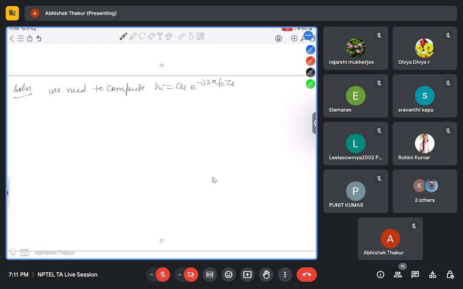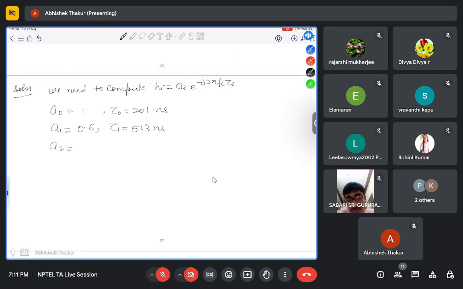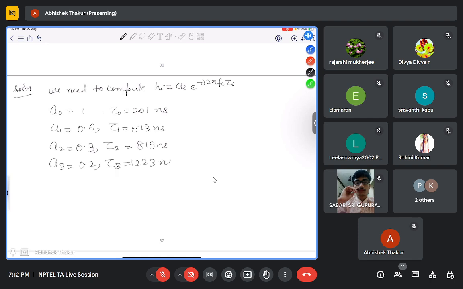So our a0 is equal to 1, tau 0 is equal to 201 nanosecond. A1 is equal to 0.6 and tau 1 is equal to 513 nanoseconds. A2 is equal to 0.3 and tau 2 is equal to 819 nanosecond. A3 is equal to 0.2 and tau 3 is equal to 1223 nanosecond.